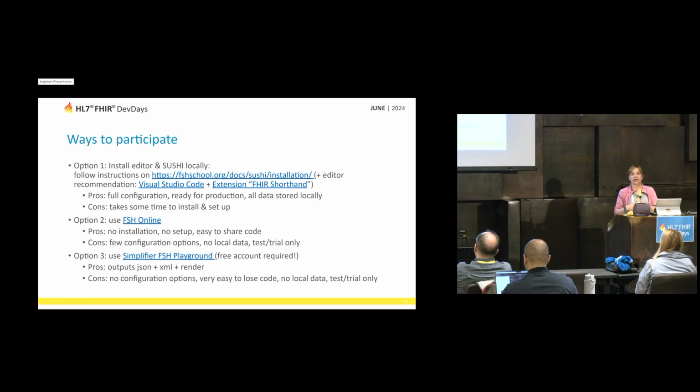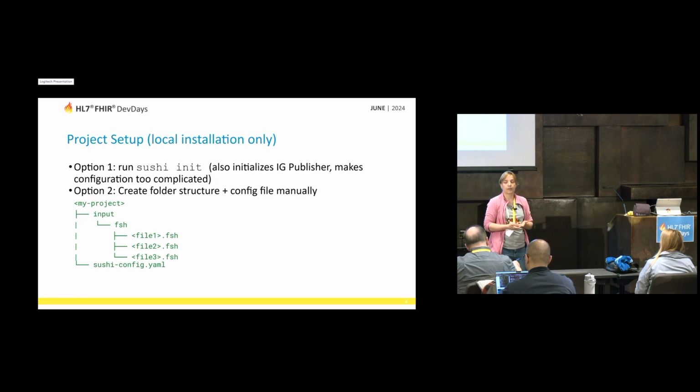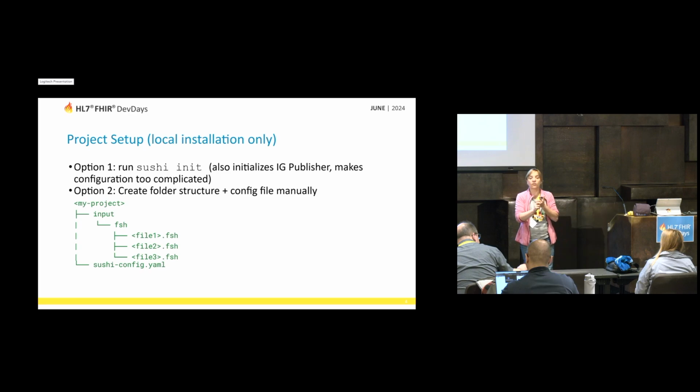If you compile a project, your SUSHI compiler expects a certain structure within your project. You can first create a folder locally on your computer, and you can name that folder anything you like. Whatever you want to call your project, that's the name of your folder. And in that folder, you have to create a subfolder named input, and this is where all your FHIR Shorthand files will go. In that input folder, you have another subfolder called FSH, and in this subfolder, you can put as many files as you like.